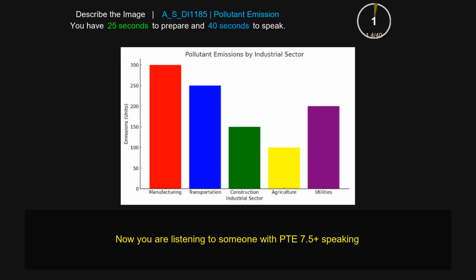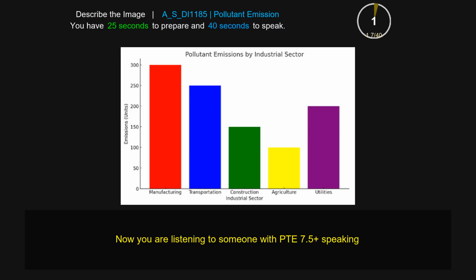This image gives information about pollutant emissions by industrial sector. There are many elements in this image. From the image, I can say that the highest value is manufacturing, which is indicated by red color. Now, the second highest value is transportation, which is indicated by blue color. If we talk about the lowest value, it is construction industrial sector, which is indicated by green color and 100%. This image is very informative and knowledgeable.